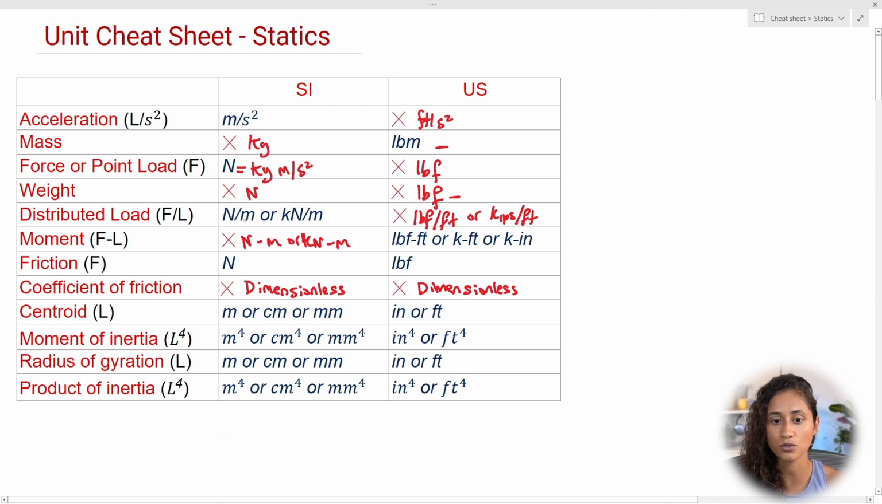If we're dealing with SI units, that would be meters or centimeters or millimeters. Another thing that it's important that you guys know is how to convert from meters to centimeters or vice versa, or meters to millimeters, which is something that I'm going to cover in a little bit. If we're dealing with US units, centroid usually is in inches or feet.